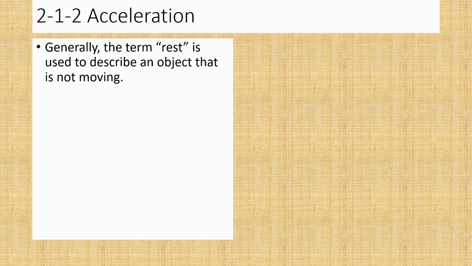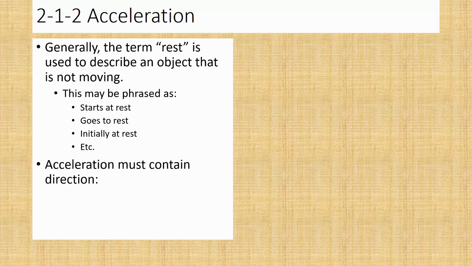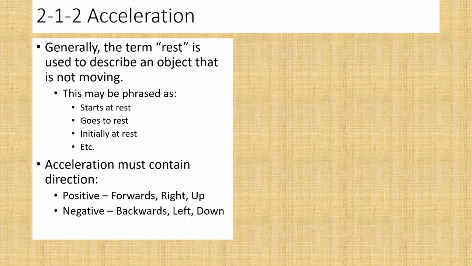So let's take a look at a couple more definitions first. So first of all, when we use the term rest, this means the object is not moving. And it can be phrased in a variety of different ways, as you can see on the slide. Now, acceleration must contain the direction. Just like with velocity, this tells us the direction in which the velocity is changing. And we're going to use the same convention as before.